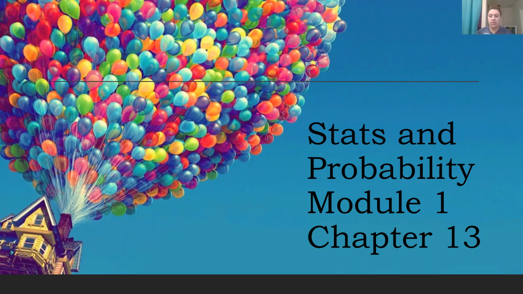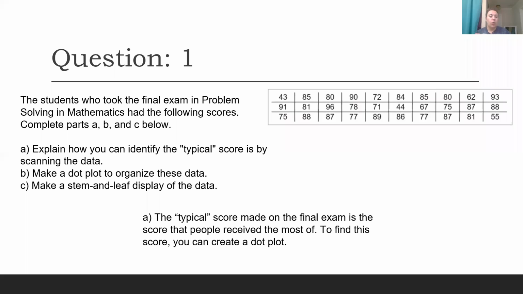Let's get started. Okay, so question 1. The students who took the final exam in problem solving in mathematics have the following scores. Complete parts A, B, and C below. Okay, so A. Explain how you can identify the typical score by scanning the data.